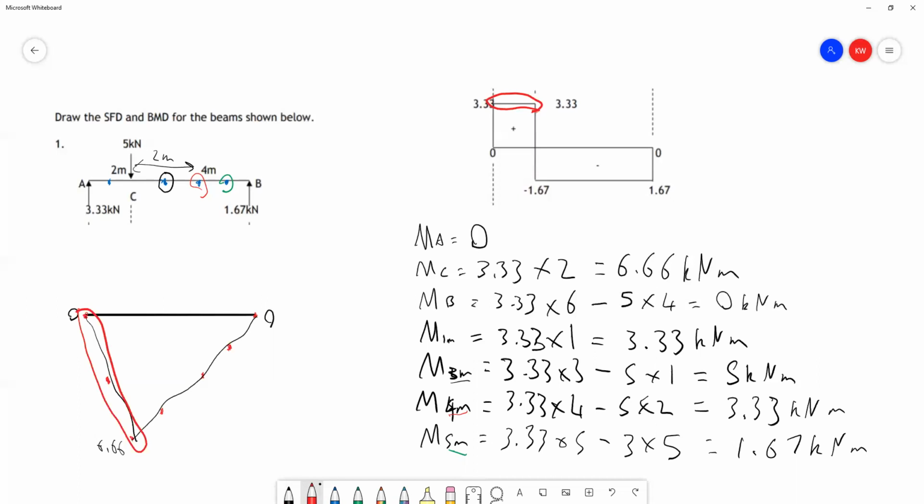And this is just one of the different kinds of diagram that we can get depending on how our shear forces are being applied. So that concludes this example.